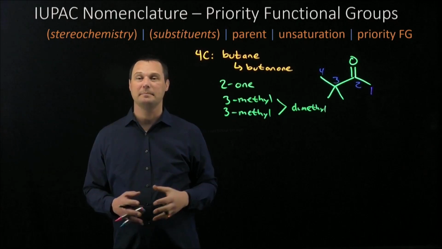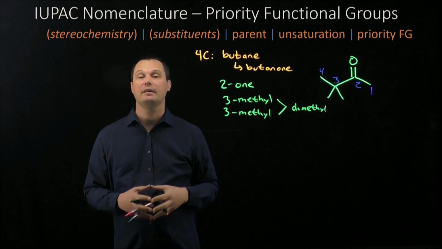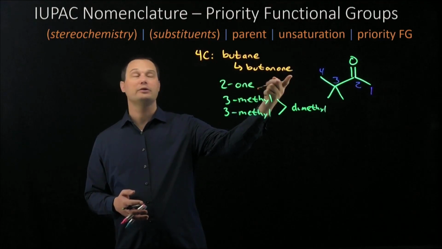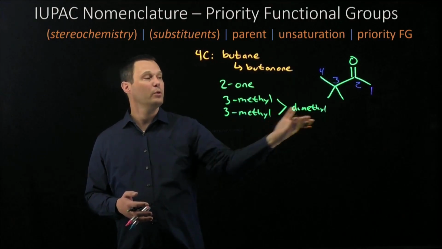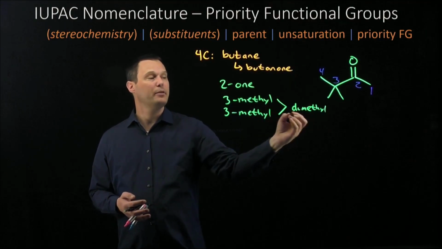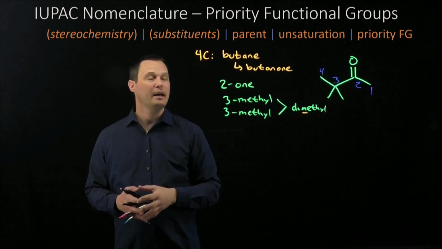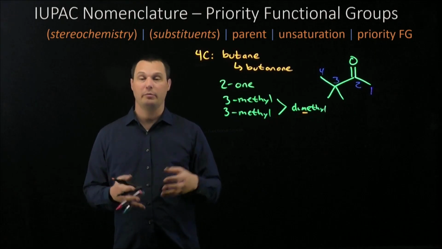Now we're ready to build the name. We start by listing all of the substituents in alphabetical order. The -one isn't a substituent, it's how we updated the parent hydrocarbon to account for the priority functional group, so the only substituent that we have to use is dimethyl. Recall, we do not alphabetize by the D in dimethyl, we alphabetize by the M. It's the only substituent, so it will be first in our name.